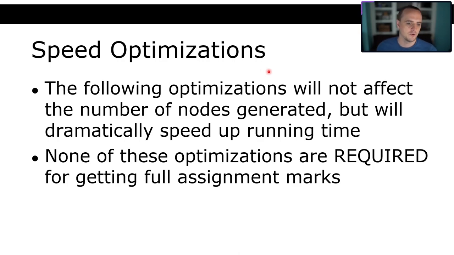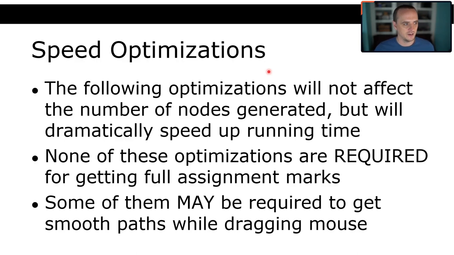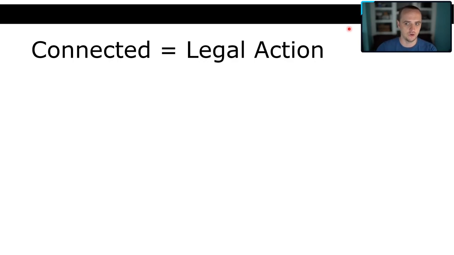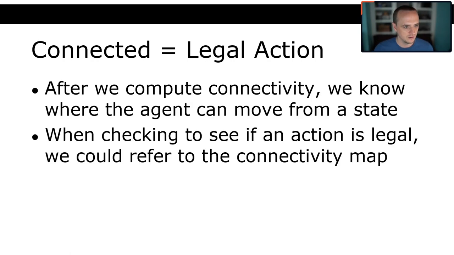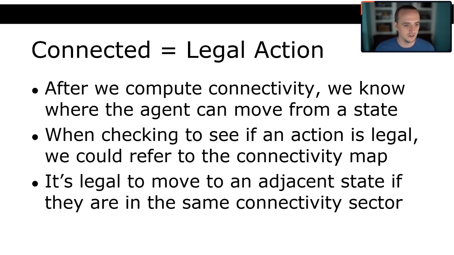So none of these optimizations are required for the assignment for getting full marks. However, they may be required to get really smooth, fast running code. Okay. So the first one we've sort of already talked about is that connectivity can show us legal actions, right? So after we compute connectivity, we know where the agent can move from a given state. So when checking to see if an action is legal, we can instead refer to the connectivity map. So it's legal to move to an adjacent state if they're in the same connectivity sector.